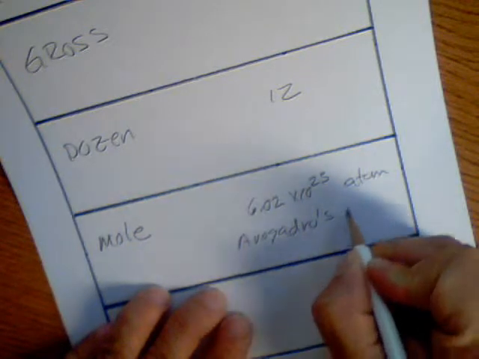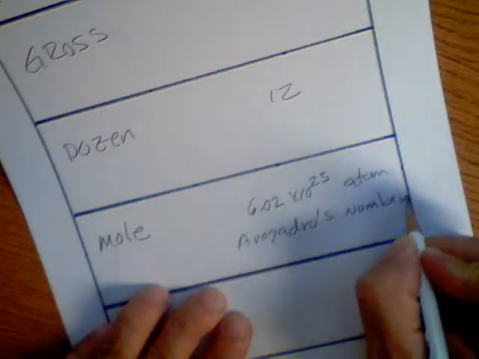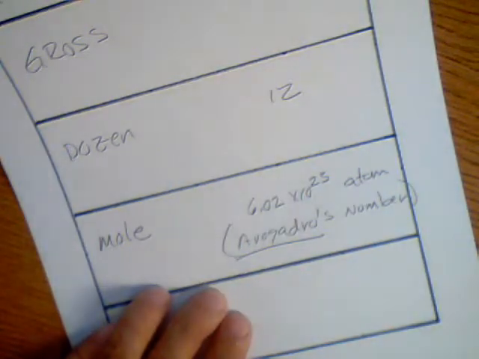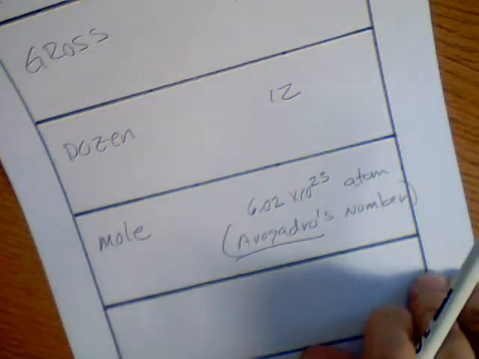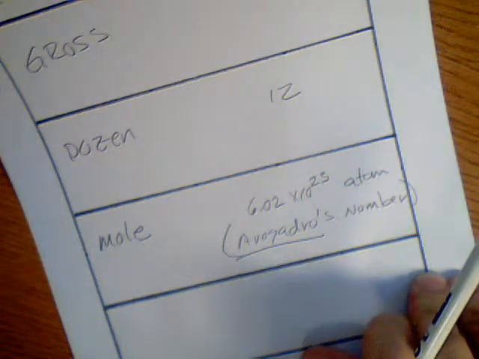So another name for 6.02 times 10 to the 23rd is Avogadro's number. So Avogadro is the one that came up with 6.02 times 10 to the 23rd. That's how many atoms there are in one mole.